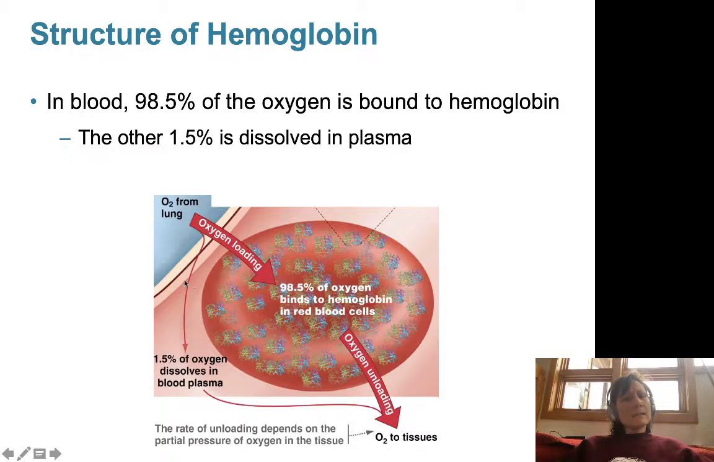In this diagram, they're showing you a schematic of oxygen going from the lung, where it could be 100% saturated, moving through just those few cell layers, and then being loaded into red blood cells. Those red blood cells are going to move throughout the body, and it's going to offload that oxygen wherever it's needed in the tissues. Now, the rate of that unloading is going to depend on the partial pressure of oxygen in the tissues.